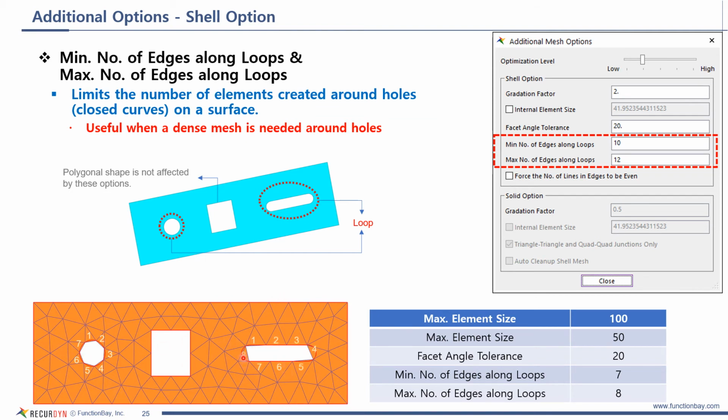This option is usually used when you want to create a large number of elements around the hole. Values 7 and 8 are used here just to illustrate the meaning. Usually, much bigger values than 7 or 8 are used for this option.